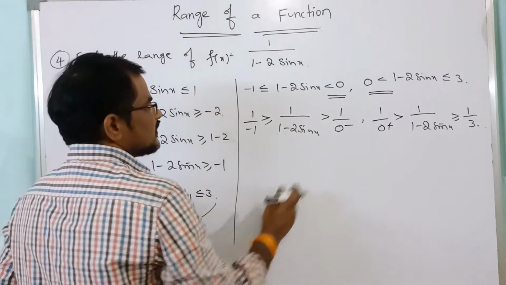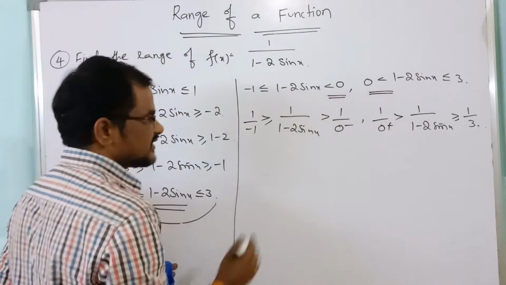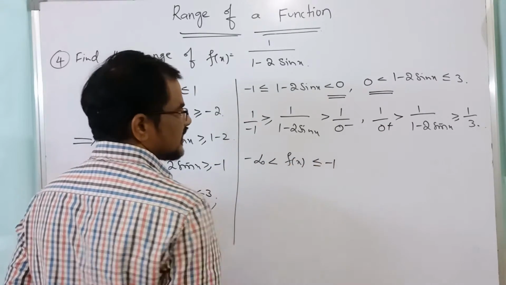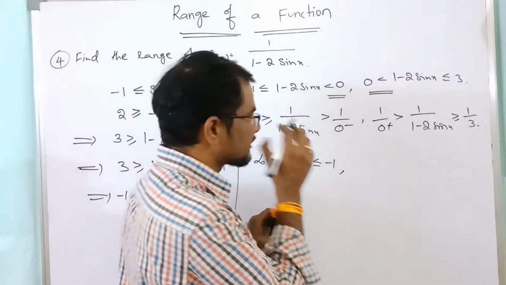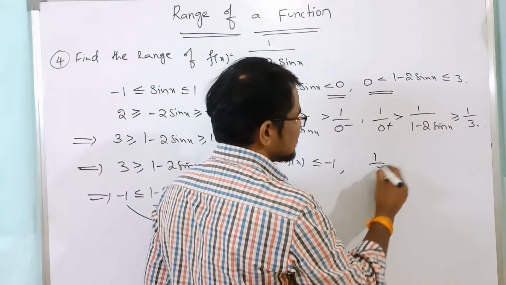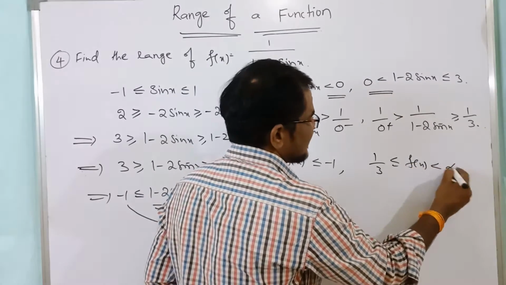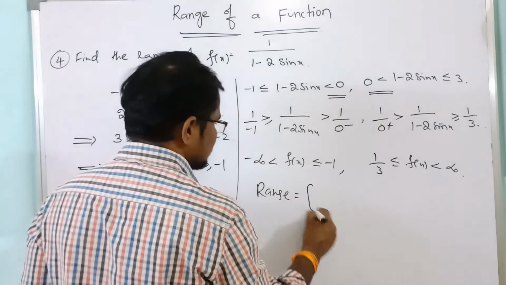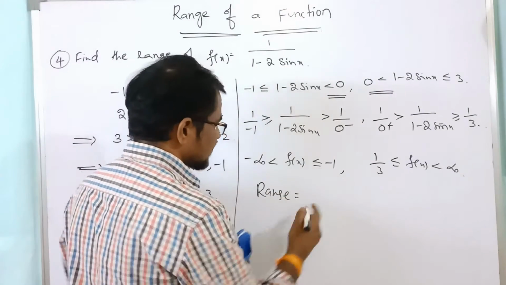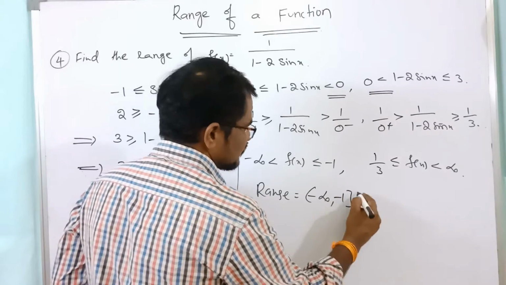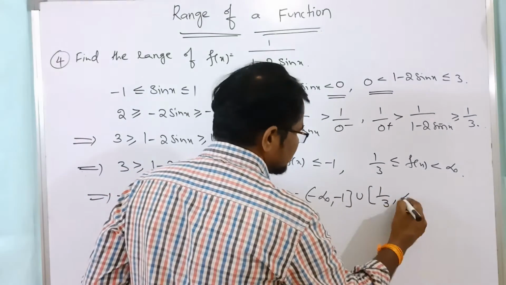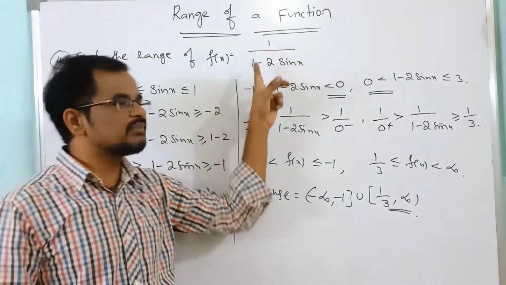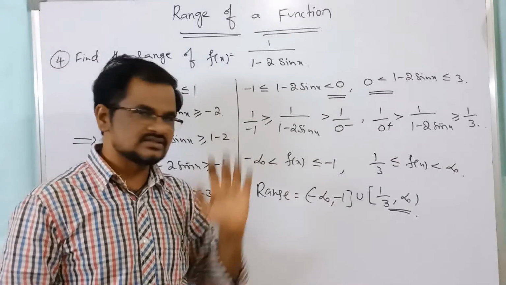Now this is minus infinity. So minus infinity less than f of x less than or equal to minus 1. Next, this one, 1 by 3 less than or equal to f of x less than infinity. So the range of this function is what? Open interval minus infinity to closed interval minus 1, union closed interval 1 by 3 to infinity. So this is about the range of f of x equal to 1 by 1 minus 2 sin x.